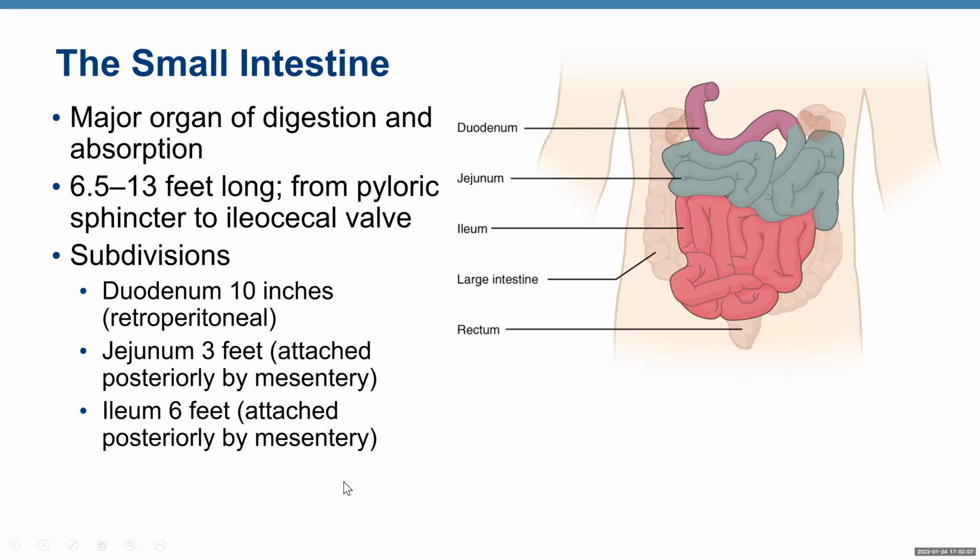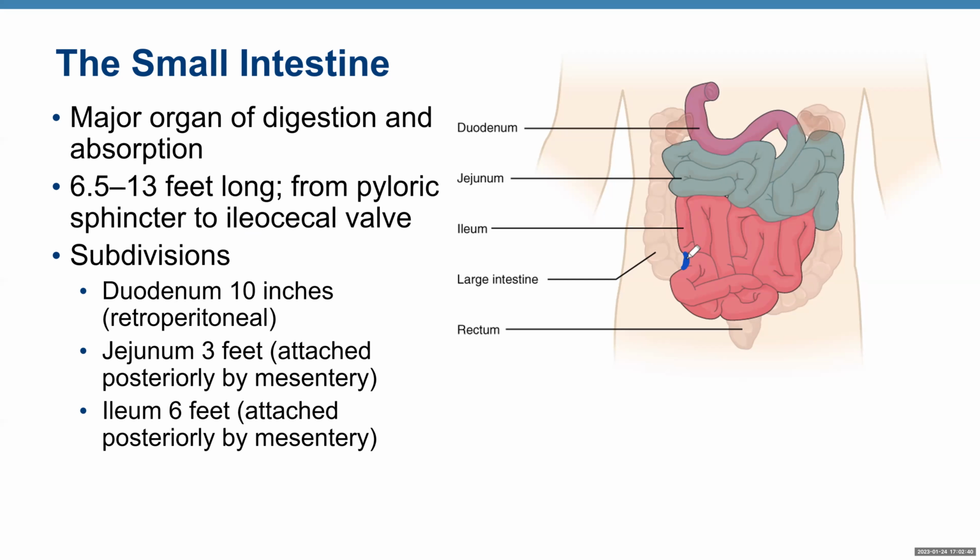Then we move to the small intestine, a major organ of digestion and absorption. Digestion and absorption mostly happen in the small intestine. Very little happens in your stomach. The small intestine is 6.5 to 13 feet long, from the pyloric sphincter, a sphincter between the stomach and duodenum, the first part of the small intestine, to the ileocecal valve.